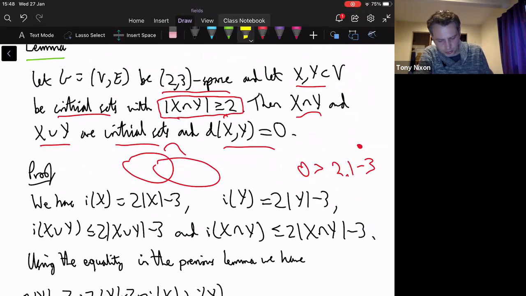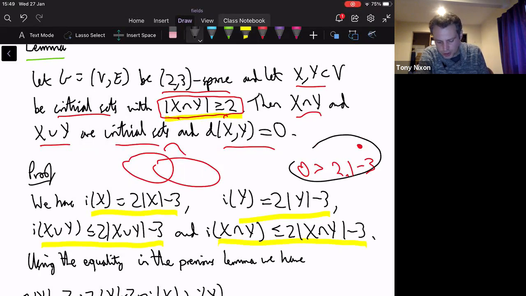X and Y are critical, so I of X is 2x minus 3, I of Y is 2y minus 3, that's just by definition. X union Y is a subset of V, so clearly we have at most the number you can have, just by 2-free sparsity. And the intersection, again, is a subset. And because the intersection has this condition, we have this. If we didn't assume the intersection was at least 2, then you could put a 2 there instead, which would cause problems. But we can't do that because we've made this assumption on the intersection.